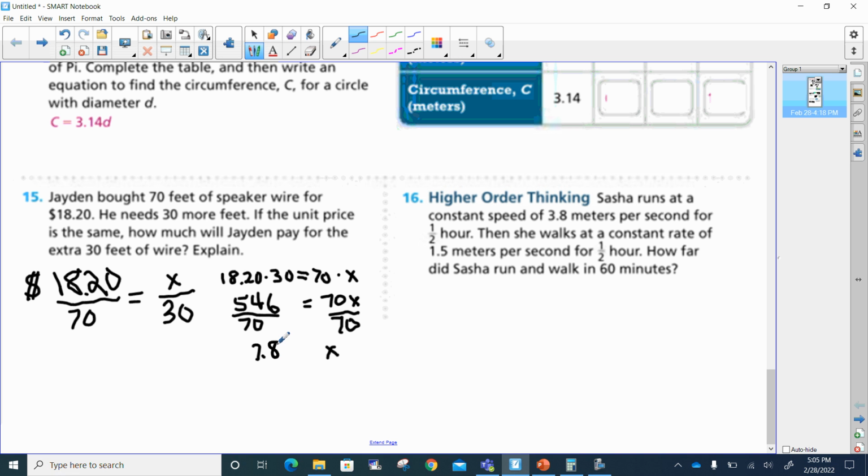But remember, we're talking money. So I have to put the other decimal place there because money is in hundredths, which means this is $7.80 that I'm going to pay for 30 feet. $7.80.